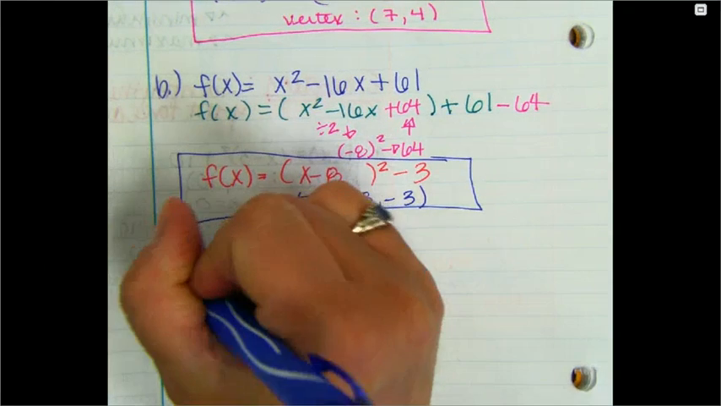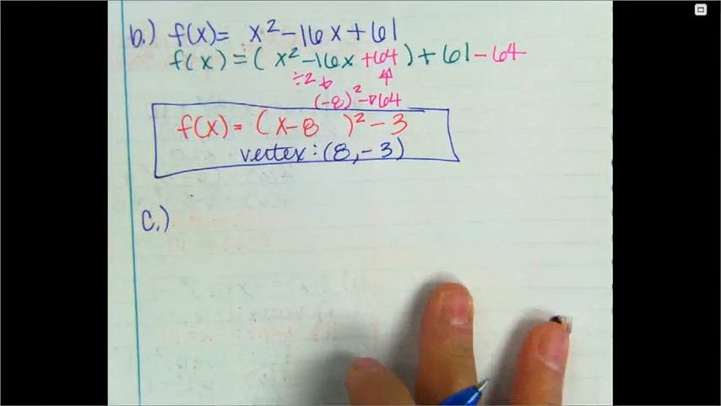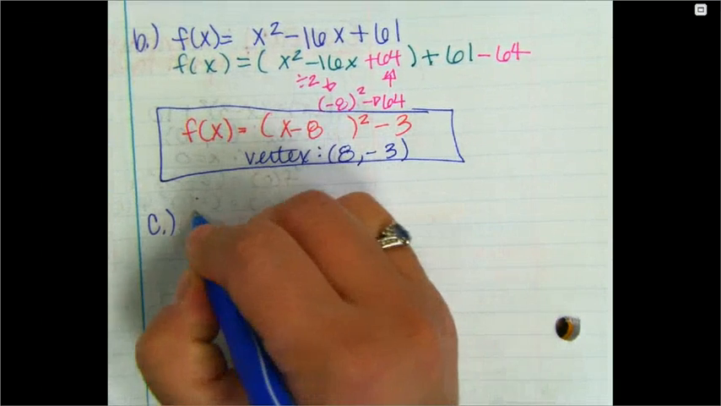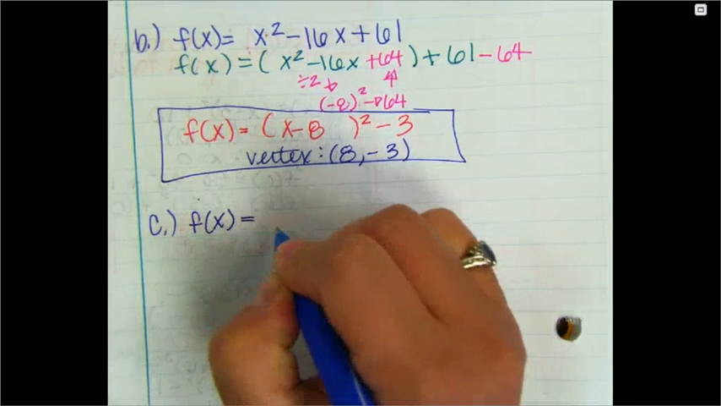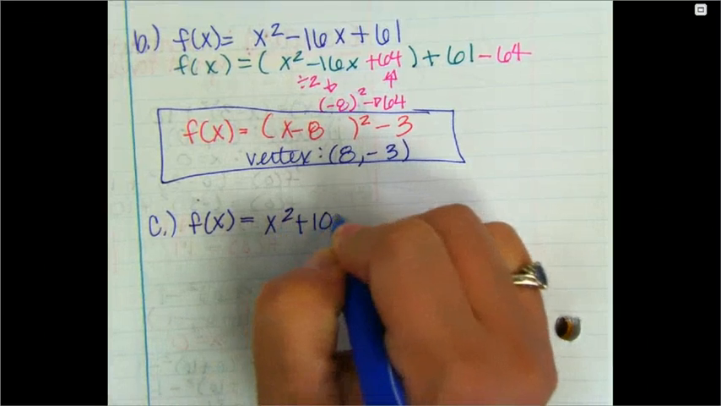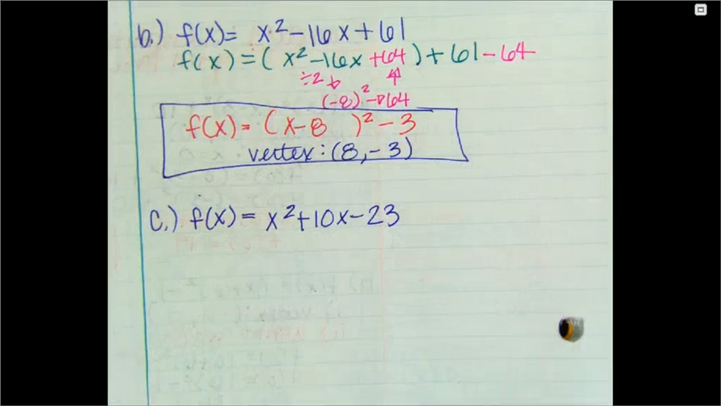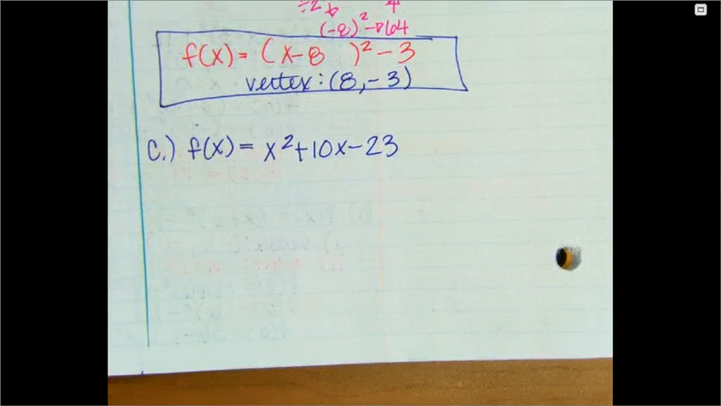We're going to do a couple. Try this one all the way through, and then check with your neighbor. It says f of x equals x squared plus 10x minus 23.